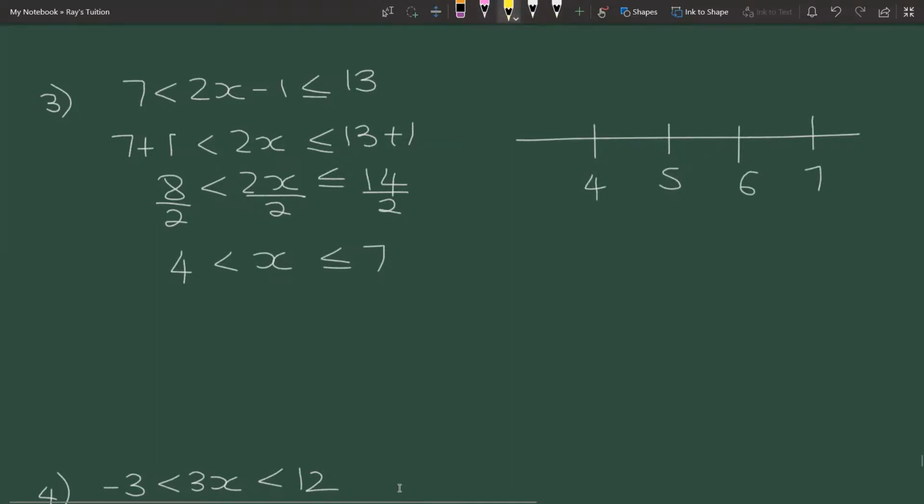So 4 is excluded, so we're going to put an open dot. 7 is included, it's less than or equal to. So if it's equal to, then we have a closed dot, and it's the values in between. x lies between these values, so x can take any value in between. For set builder notation, we're starting at 4, and 4 is excluded, so 4 is a round bracket, and we're ending at 7, and 7 is included, so it is a square bracket.